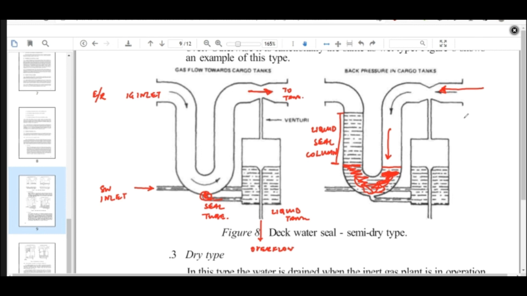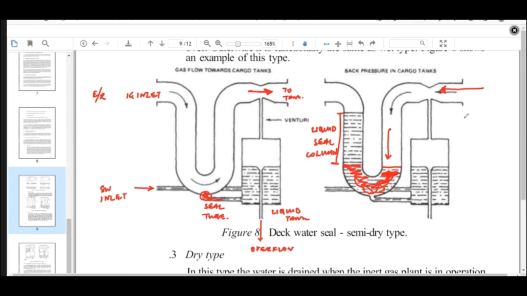Gentlemen, please practice the sketches and the few points we have discussed. It is a very, very common question in your paper. They are very specific. Sometimes they will give wet type, sometimes dry type, sometimes semi-dry type. You need to sketch and explain. It's a 10 to 12 marks question. Both the sketches are required, the left-hand side as well as the right-hand side, and a simple explanation of how it works.